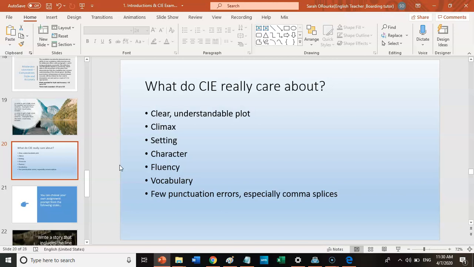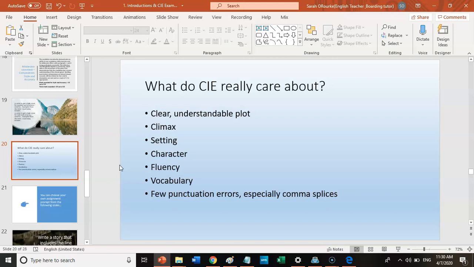You need to have characterization. So who are your characters? What do they look like? What do they care about? What motivates them? How do they talk? Those little details to creating a realistic character are really important, especially if you want to get the top band.